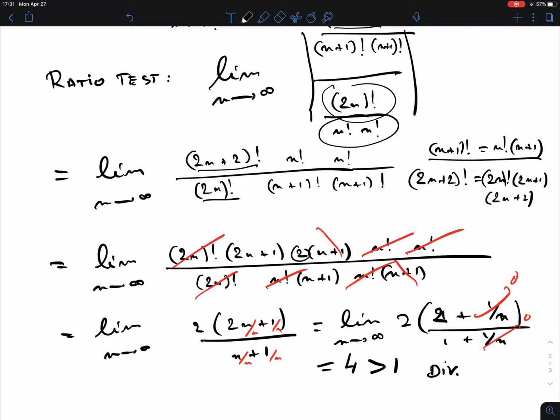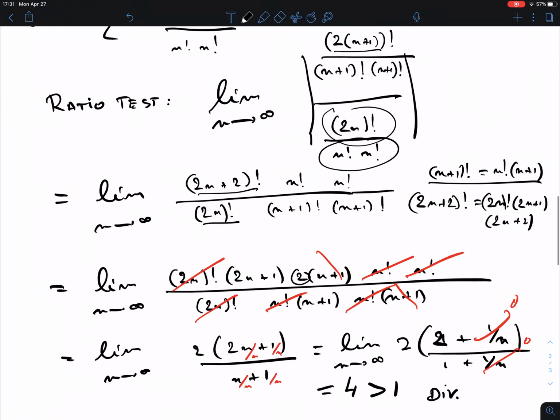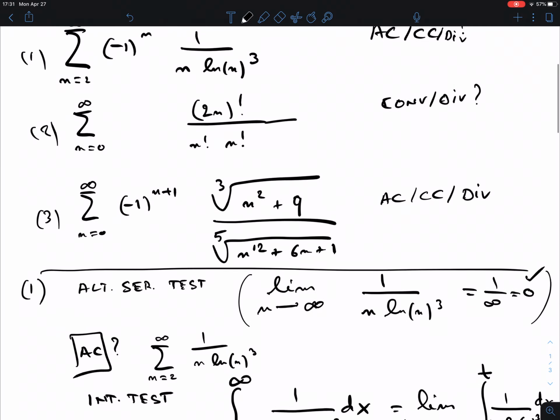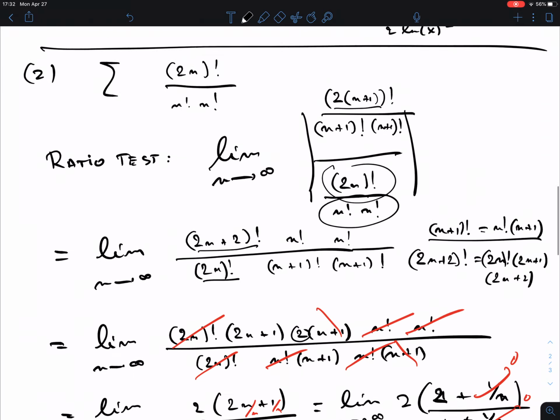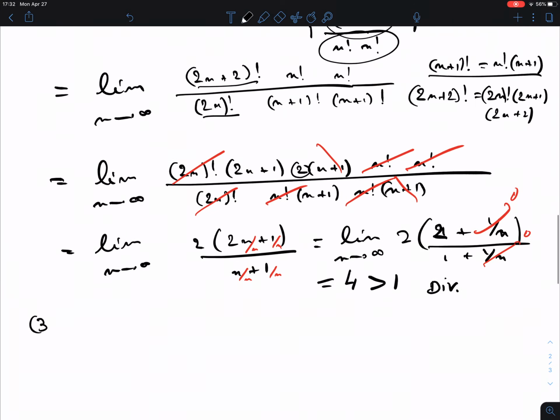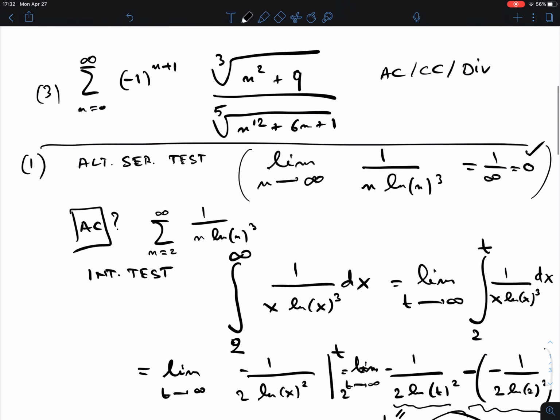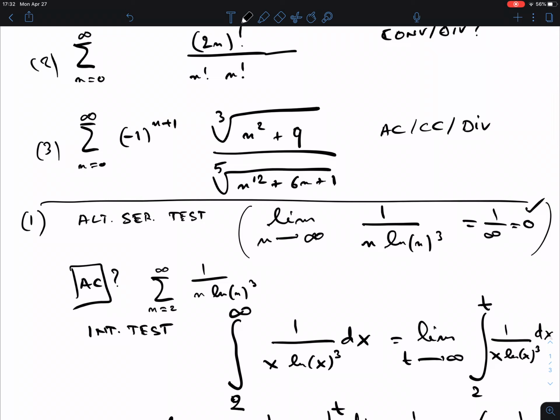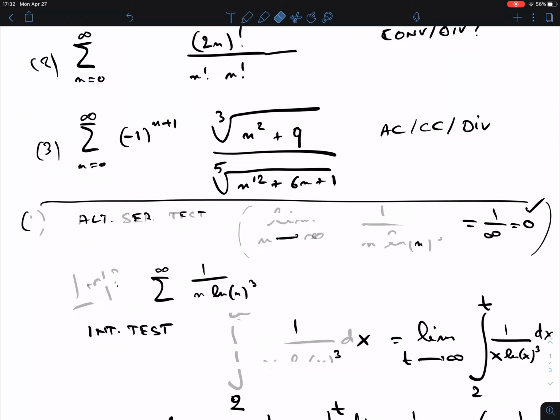Alright, that's number 2. And number 3. You know what, number 3, I'm going to copy it wrong if I do this, so I'm just going to erase this part here. Okay.